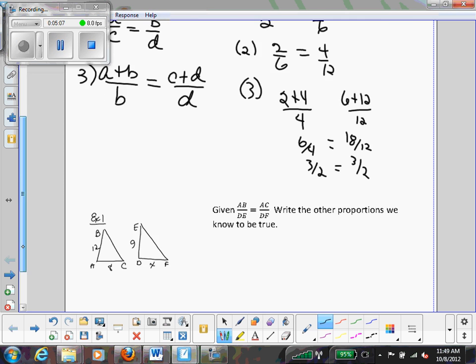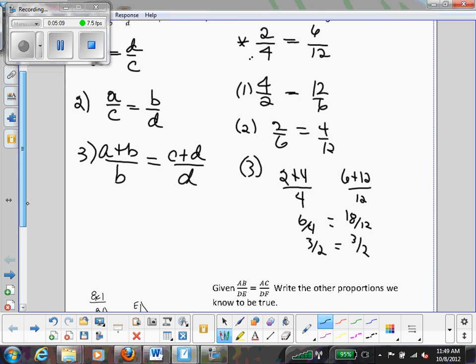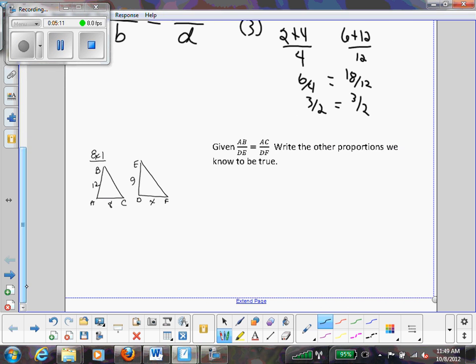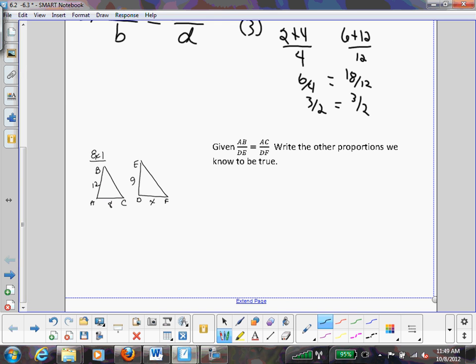Okay, so here we go. So those are the 3. Given AB over DE equals AC over DF, I'm giving you the parent ratio. What are the proportions we know to be true? So we're going to use those three cases. What's one other one that I could write? What's one, Allie?